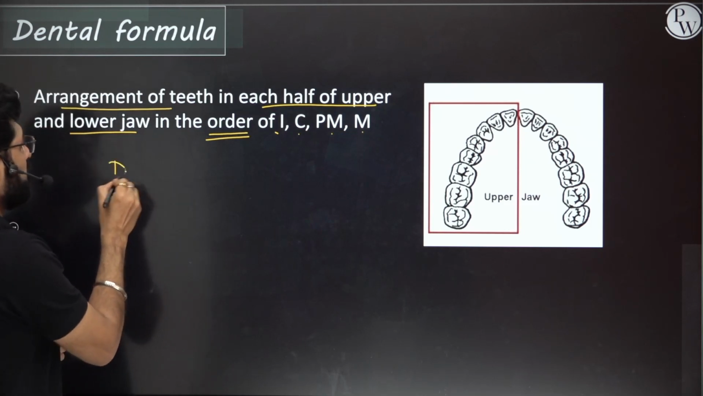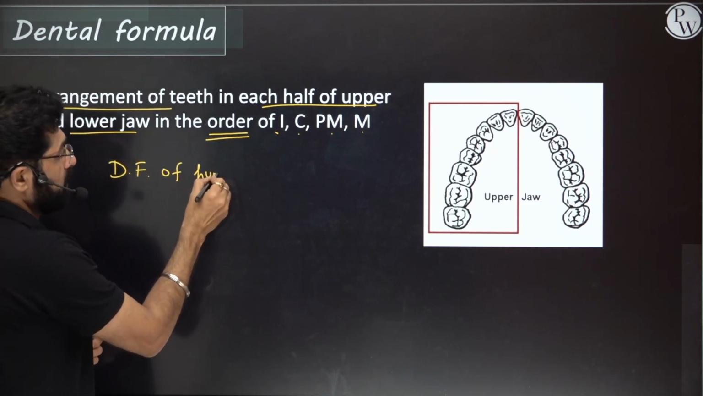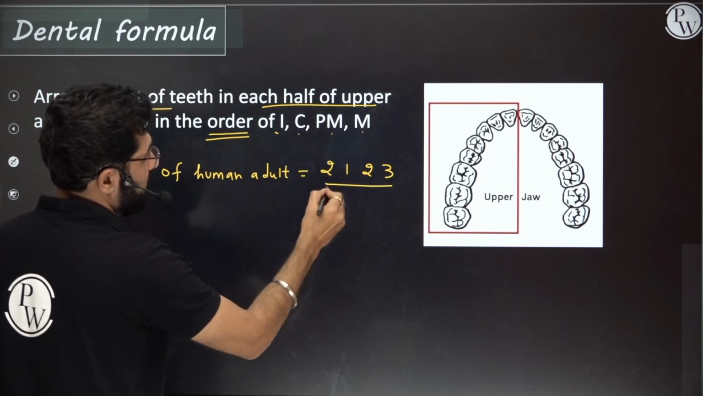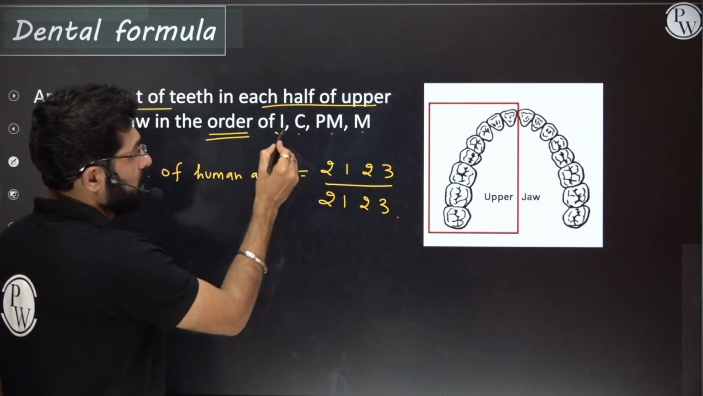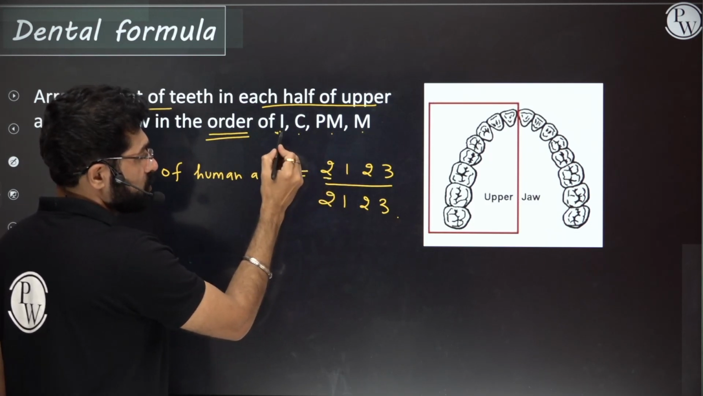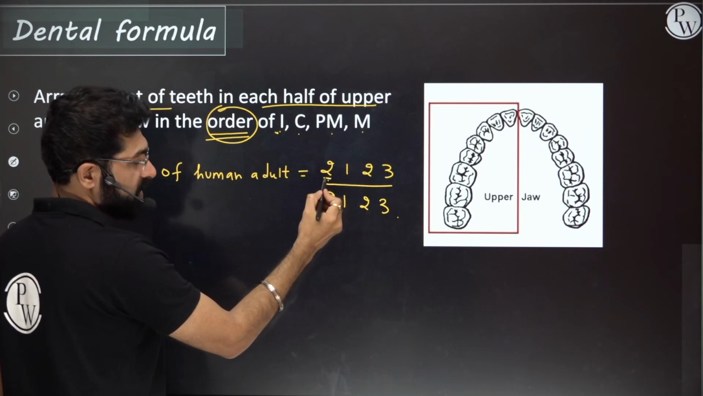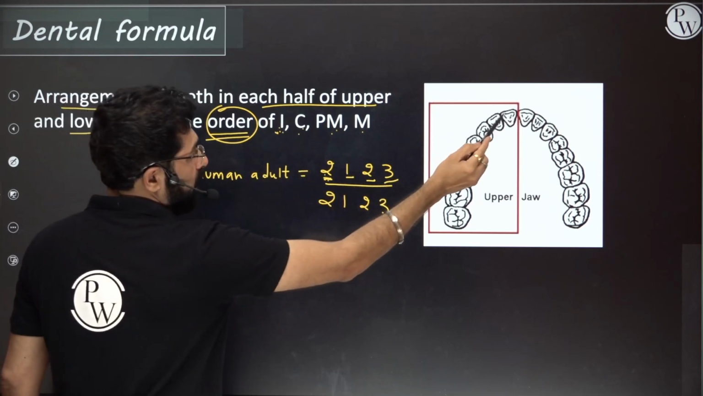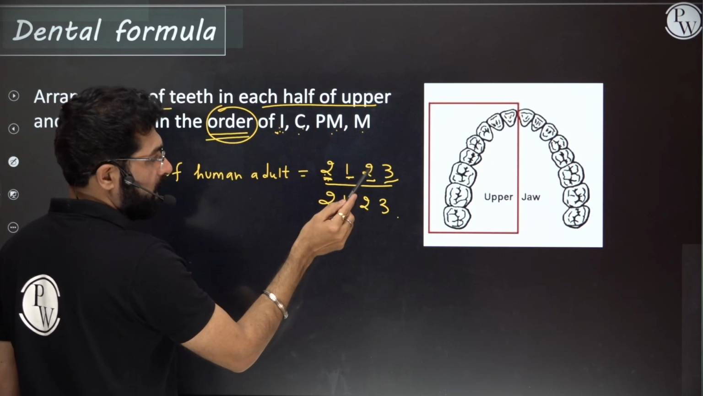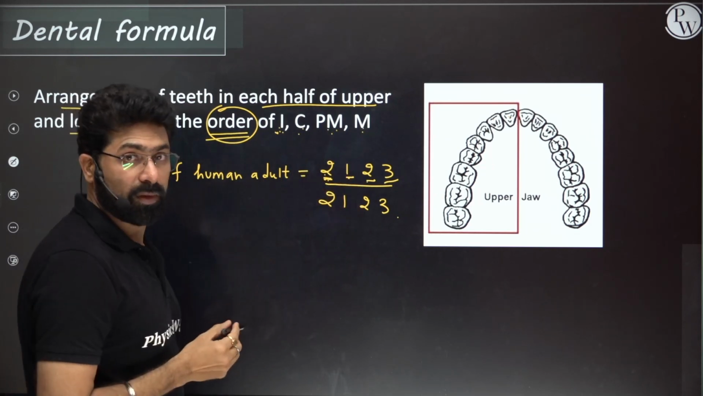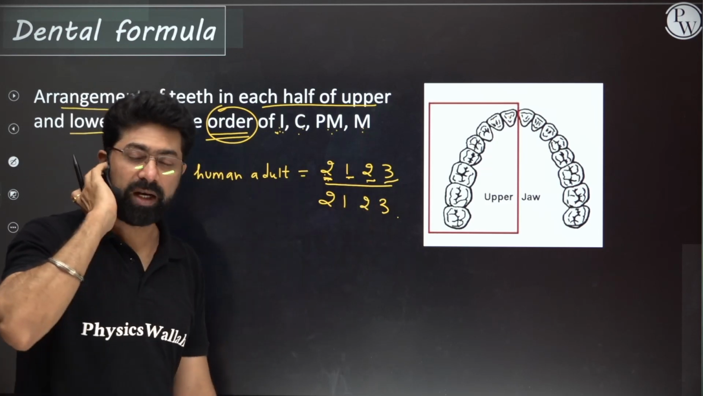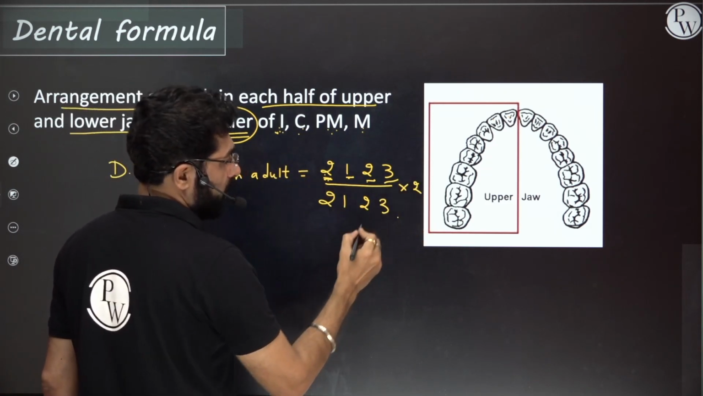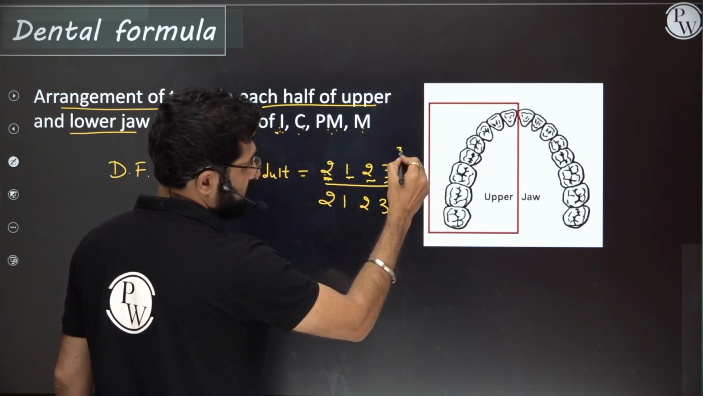For example, the dental formula of a human adult is 2, 1, 2, 3 divided by 2, 1, 2, 3. What does it mean? I stands for incisors. In this sequence only, this is the order in which it is written: incisors, canine, premolars and molars. So it has two incisors in the upper half, one canine, premolars are two and molars are three. This is how the dental formula is written. This is one half of the jawbone, upper and lower. You have to multiply by 2 and you get 32 teeth as the complete set.